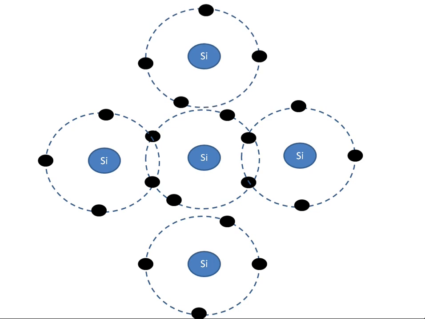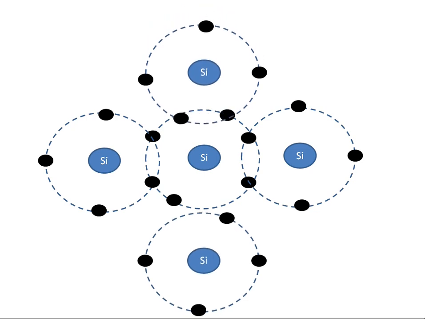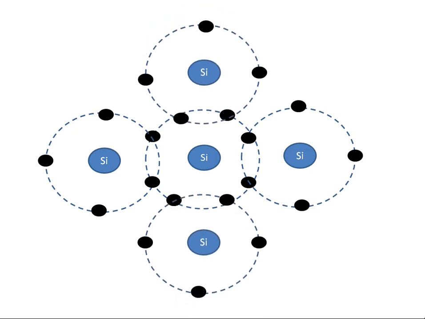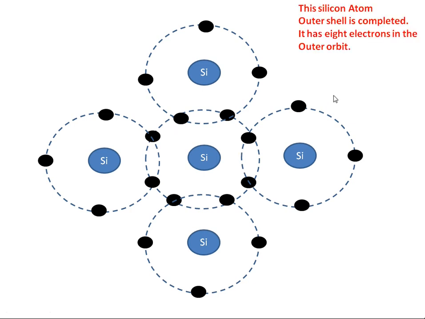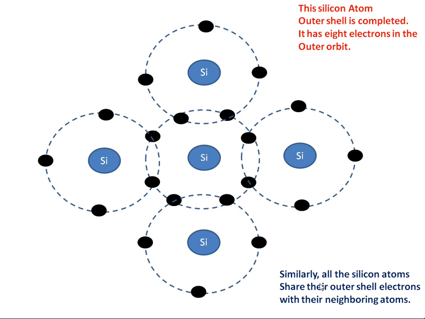Now see the animation, you can easily understand the sharing of valence band electrons with the other silicon atoms. Now look at the central silicon atom, it has 2, 4, 6, 8. So it attains the stable state. If any atom wants to become stable, its last orbit or valence band must be filled with the required number of electrons. Here the valence band is filled with 8 electrons. Like that, the silicon atom attains the stable state.